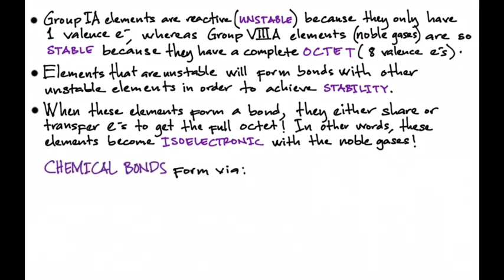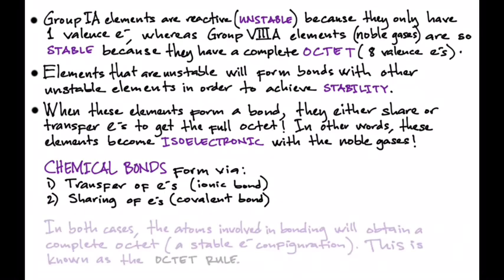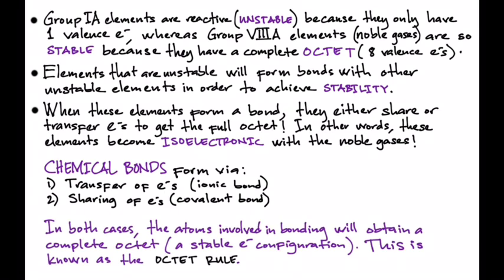So again, we will focus on two types of chemical bonds here. The first one is ionic bond, which is basically the transfer of electrons between two elements. And the second one is covalent bonding, which is the sharing of electrons. And as you'll see later in this chapter, the atoms involved in bonding for both types of chemical bonds will obtain a complete octet, or a stable electron configuration similar to those of the noble gases. And this is known as the Octet Rule, the rule of 8 valence electrons.